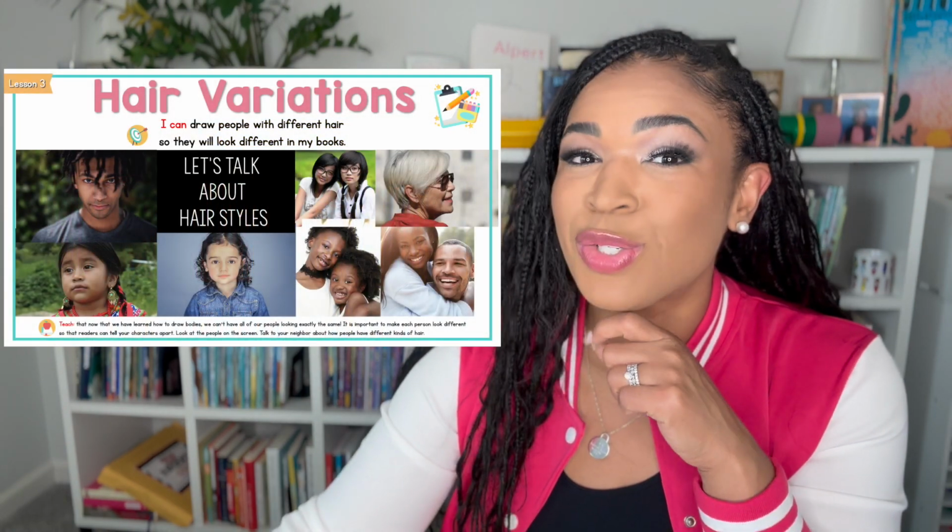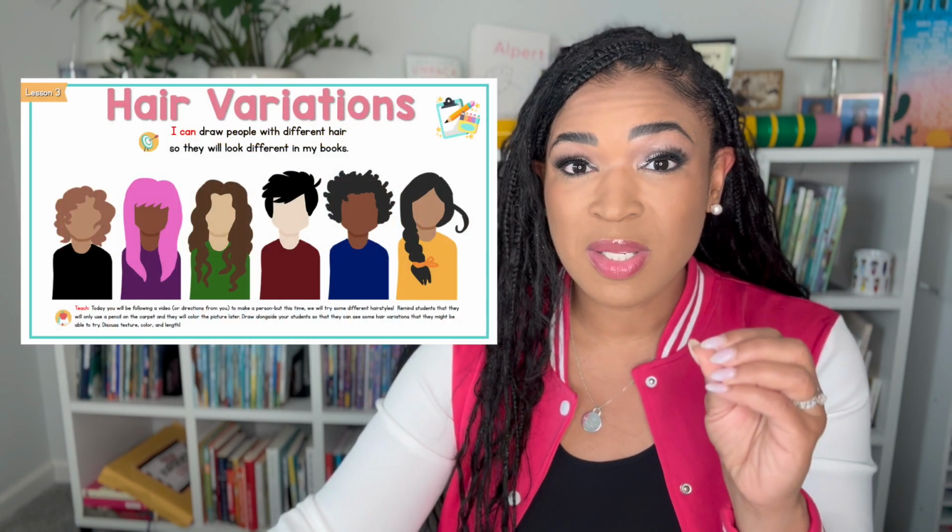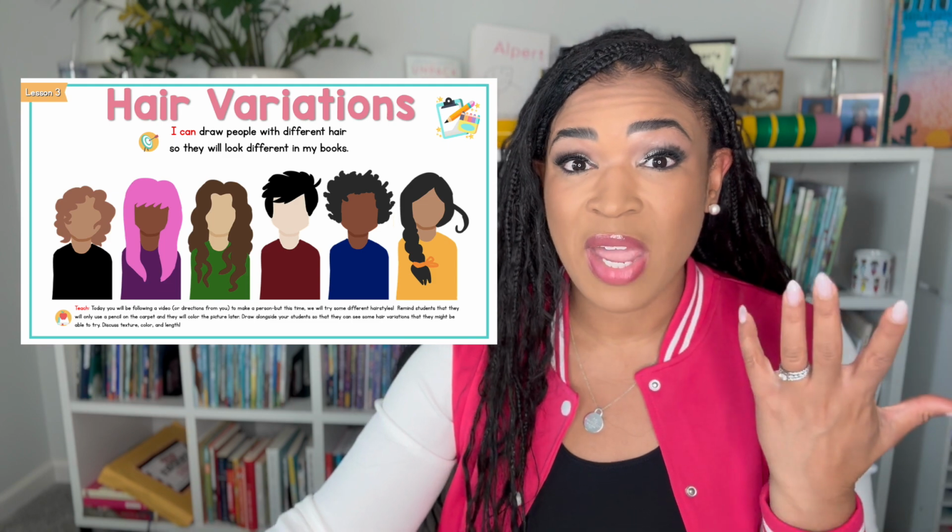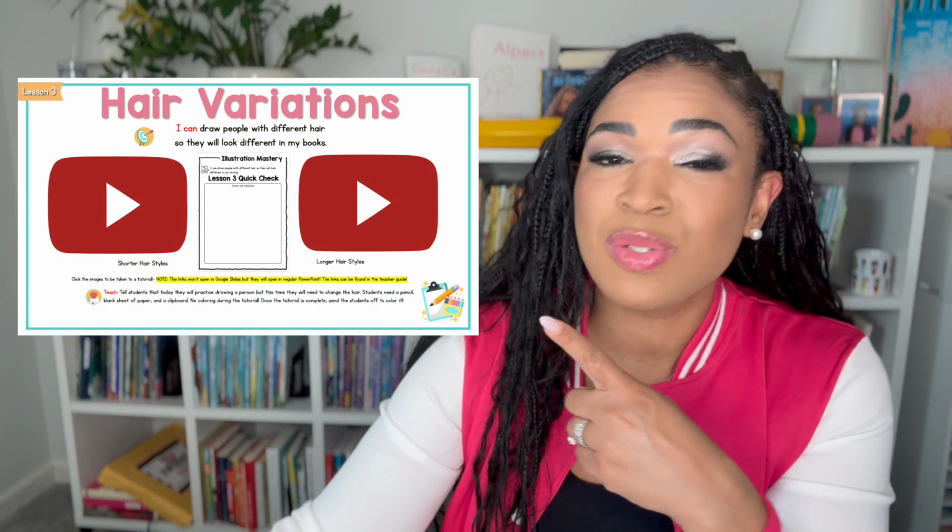From there, we're going to go into hair variations. Teach your students that if you're telling a story or if you're responding to something and you want to talk about a specific person, people don't all have the same kinds of hair. So you can pay attention to the different kinds of hair that people have and make that representation in your illustration. This unit actually has clickable links to some of those tutorials that will give them some really great tips for how to change up some hairstyles.